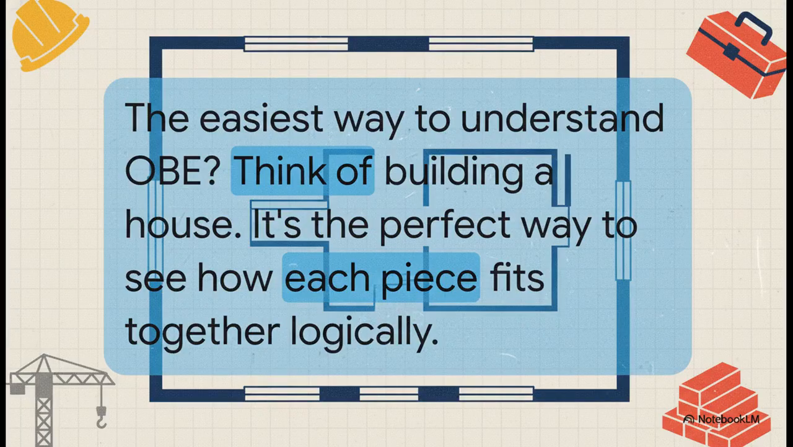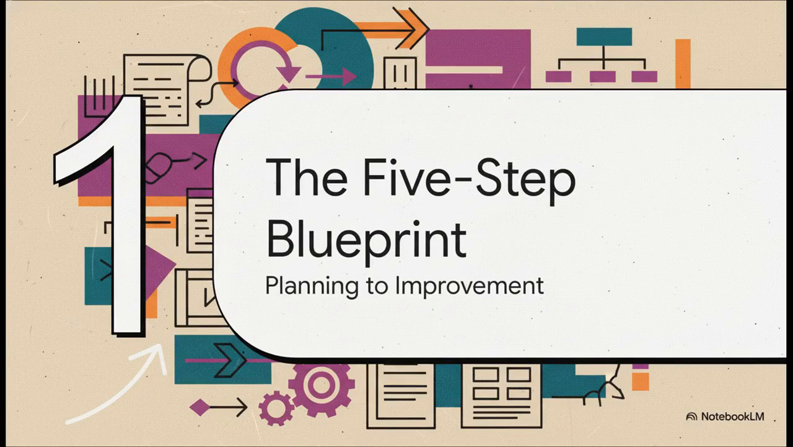So to really wrap our heads around this, we're going to use a simple analogy for this whole explainer: building a house. Trust me, it's the perfect way to see how all the pieces of this framework fit together so neatly. All right, so let's dive into the 5 key steps of the OBE blueprint. We're going to walk through each one all the way from that initial idea to making future upgrades.